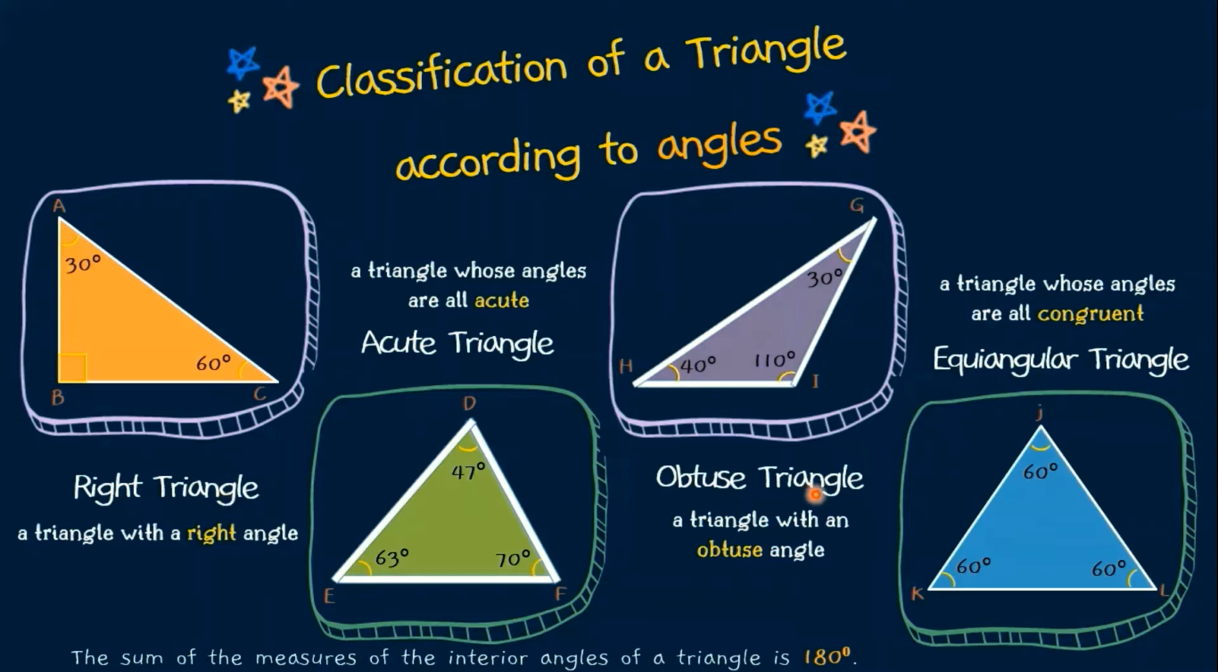So regardless, kahit ano pa man siyang classification ng triangle depending to its angle, if we sum up all the angles of a triangle, it will always sum up to 180 degrees.